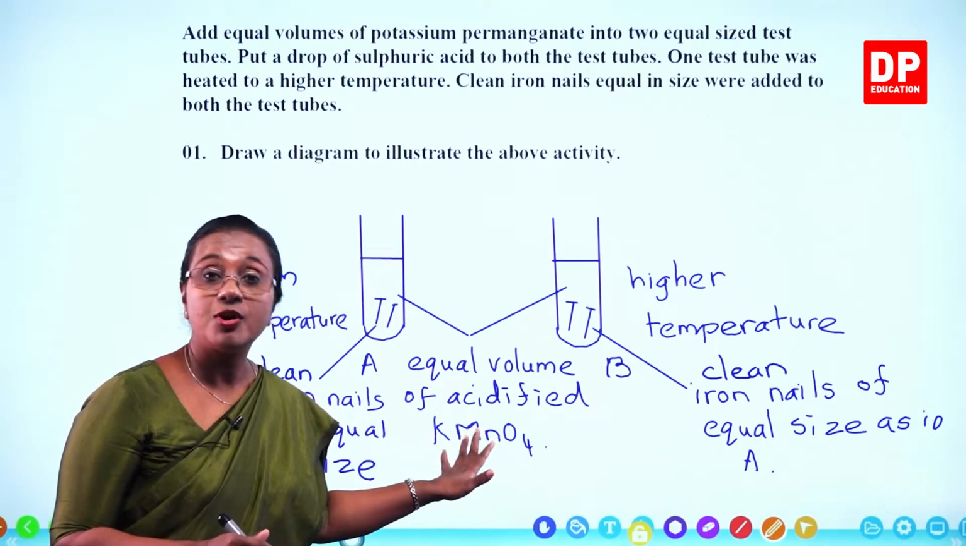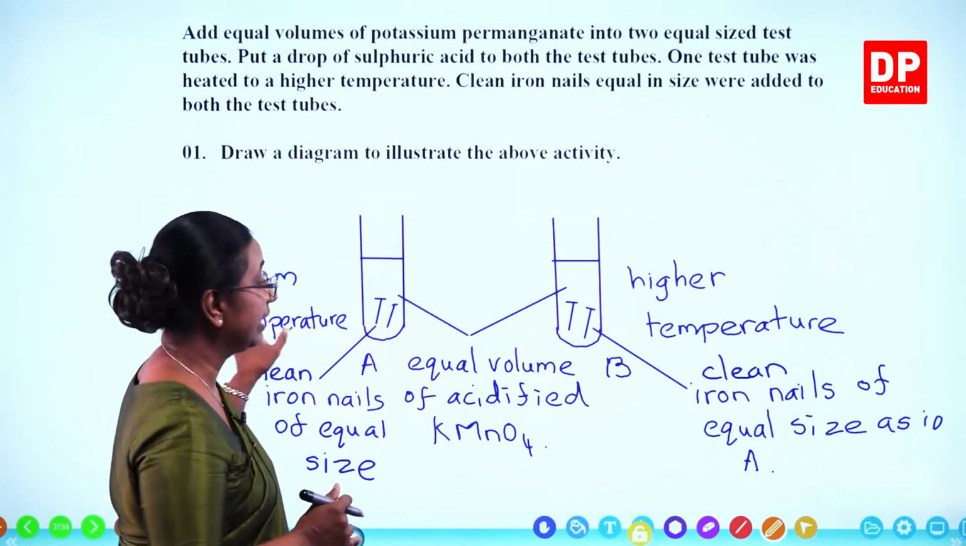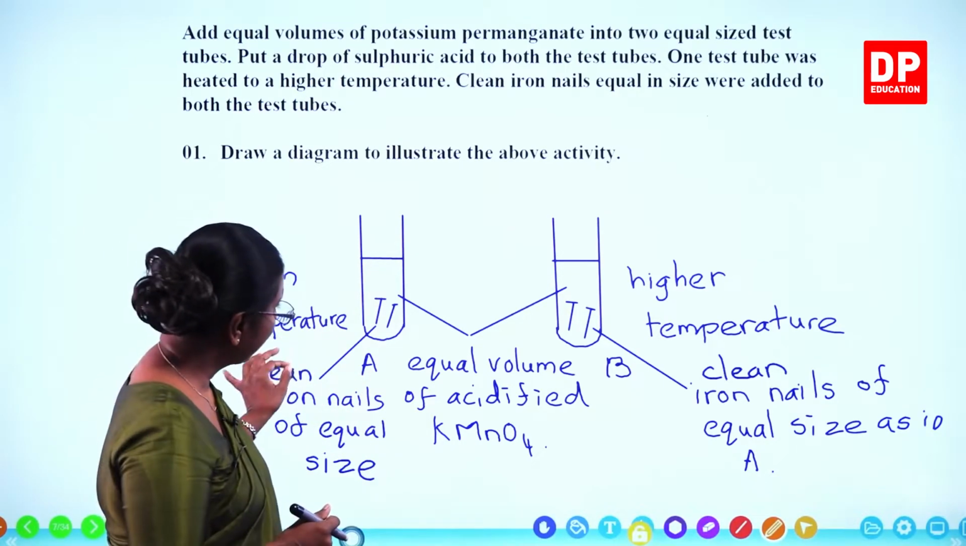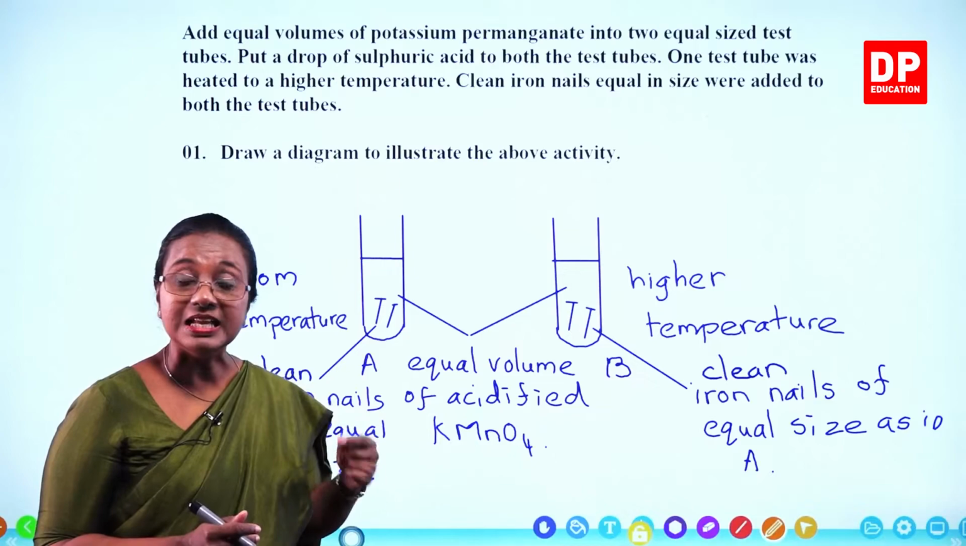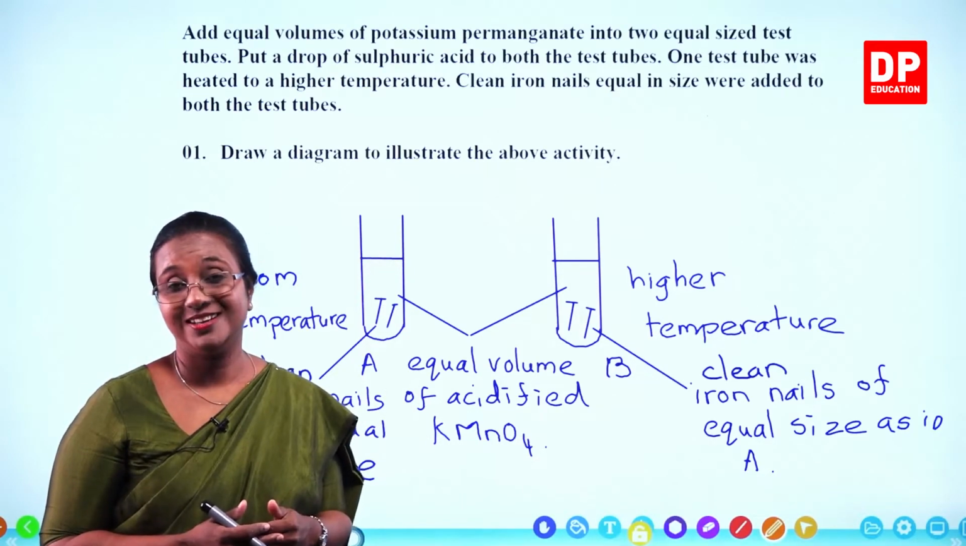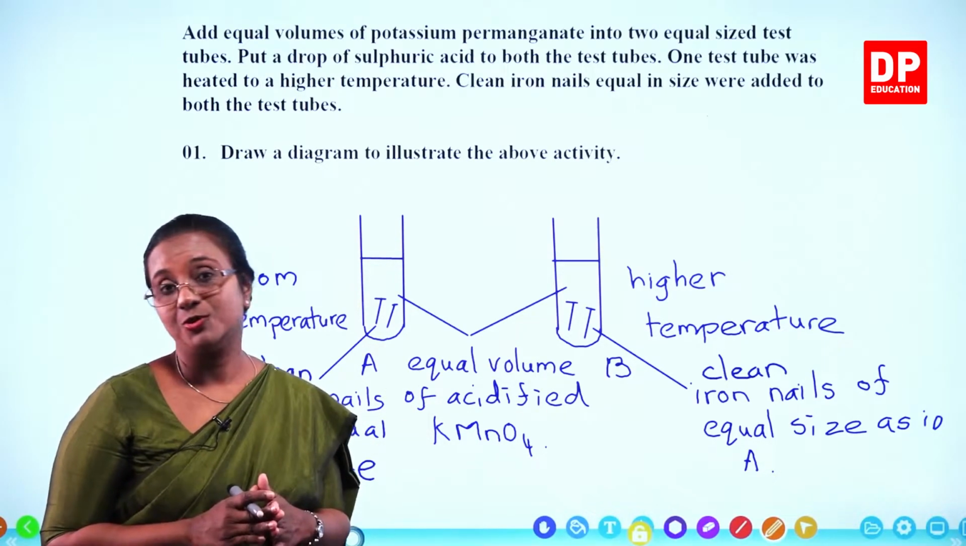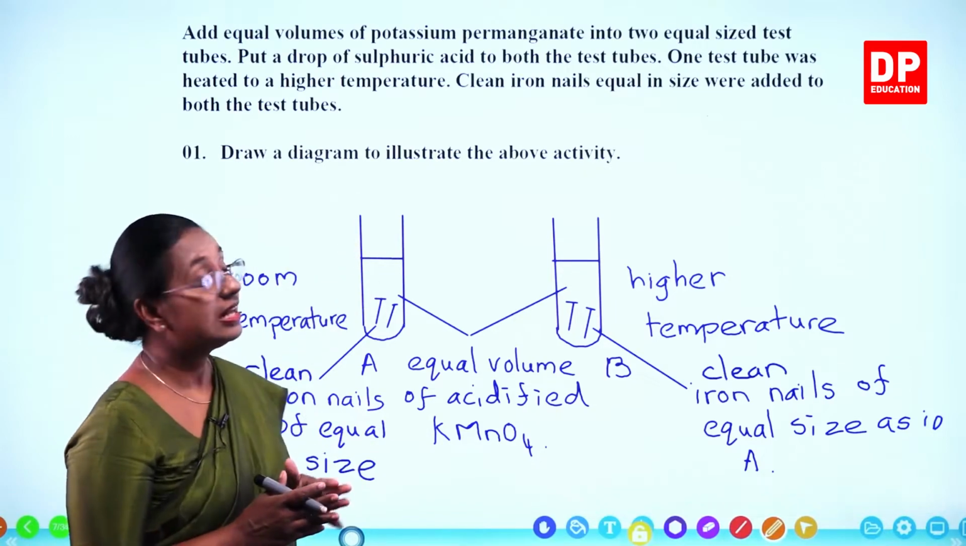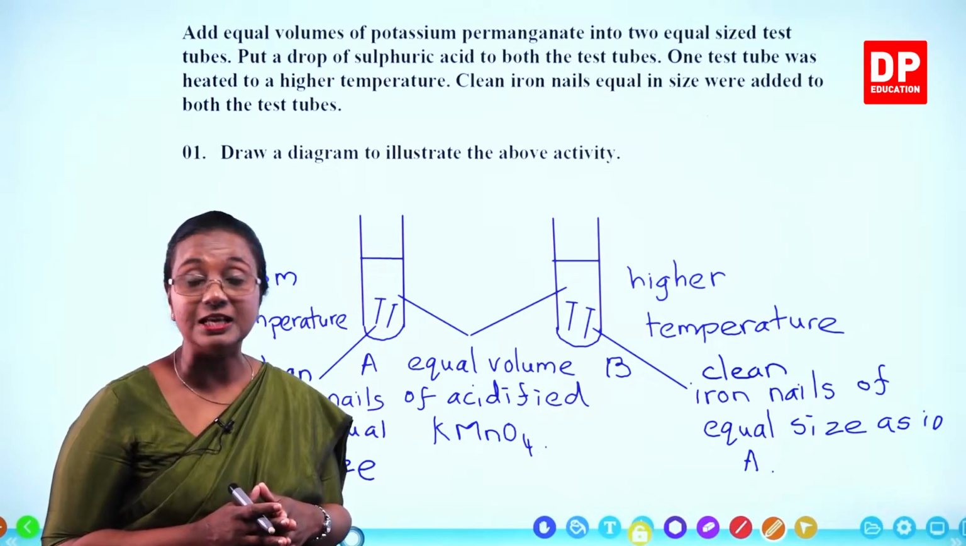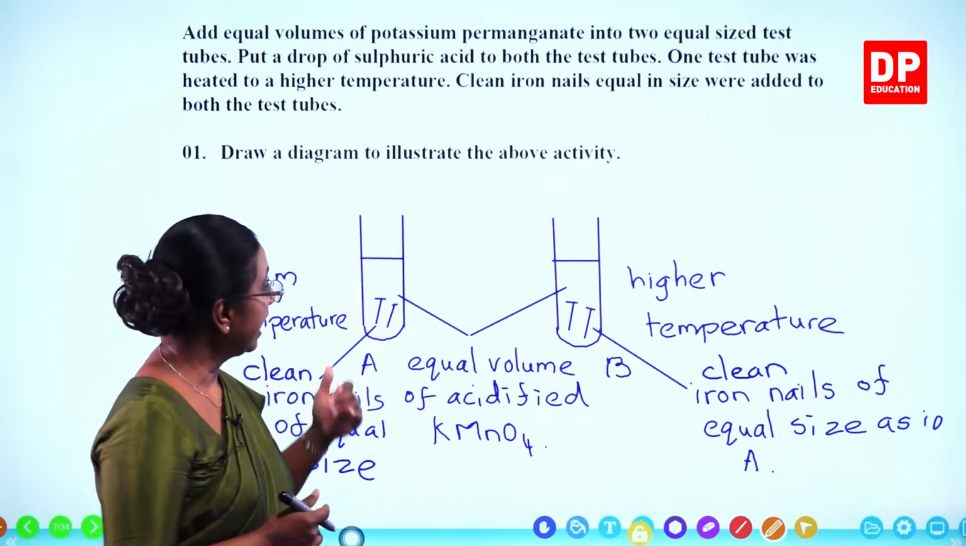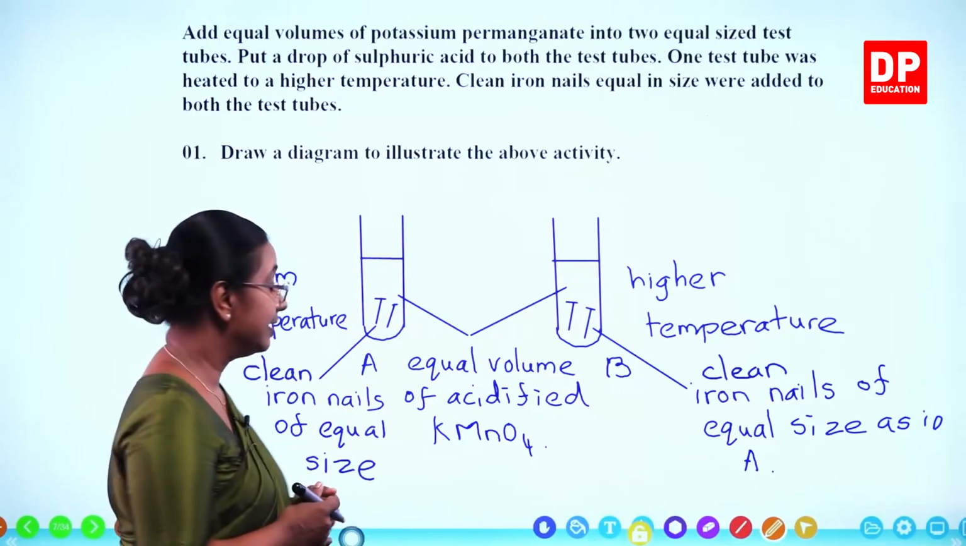So now you have drawn the diagram, you know what you need to include. So if you have left out any simple detail, you need to include it. So that is how you are supposed to draw or illustrate the activity in a diagrammatic form. So with that, we'll move on to the next slide.